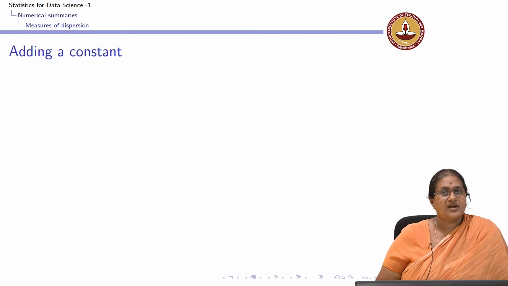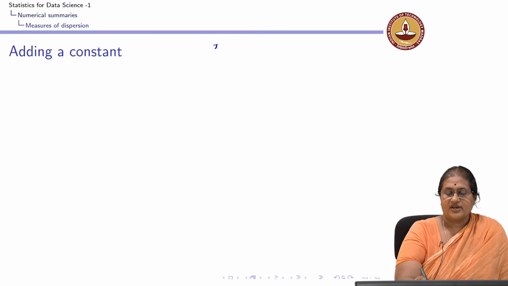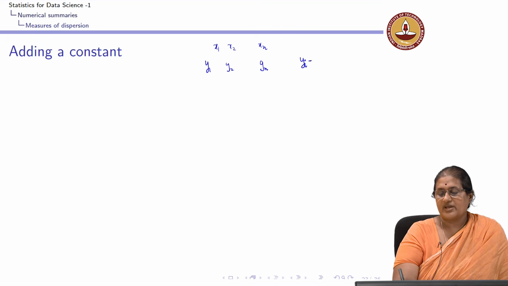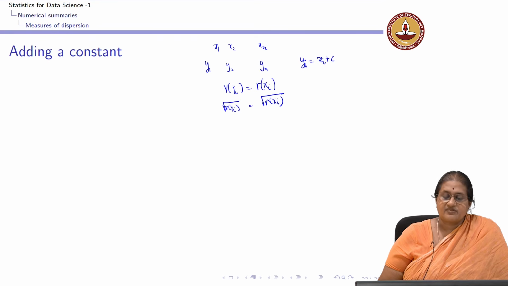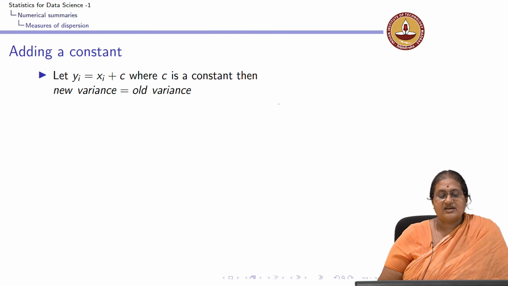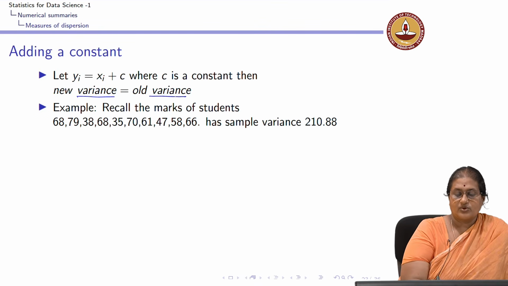So what happens when we add a constant to the data? So again I have x1, x2, xn. I am adding c, I am getting y1, y2, yn, where each yi is xi plus c. I know the variance of yi is the same as the variance of xi. Hence, the square root of the variance of yi, the positive square root, is the same as the positive square root of the variance of xi, and hence the standard deviation is also the same. The new variance is equal to the old variance.